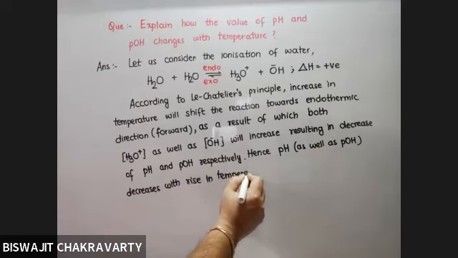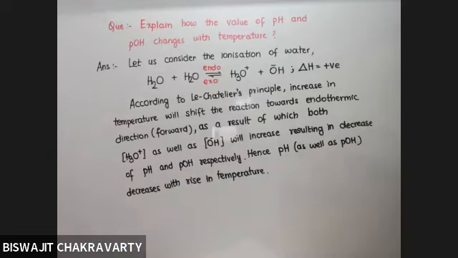So if temperature is increased, both pH and pOH will decrease. Understood? Yes, sir. So only at 25 degrees Celsius the addition of pH and pOH will be 14. But at higher temperature the sum of the two will be less than 14, and at lower temperature the addition of the two will be greater than 14.